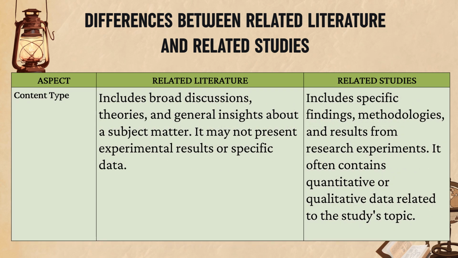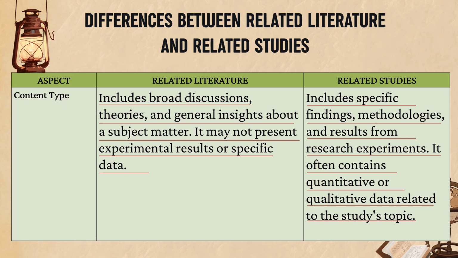By content types, related literature includes broad discussions, theories, and general insights about a subject matter. It may not present experimental results or specific data. This means it might not have exact numbers or specific results from experiments, but it helps us see the bigger picture. While related studies include specific findings, methodologies, and results from research experiments. It often contains quantitative or qualitative data related to the study's topic. This means related studies give us clear evidence about what has been discovered through experiments.